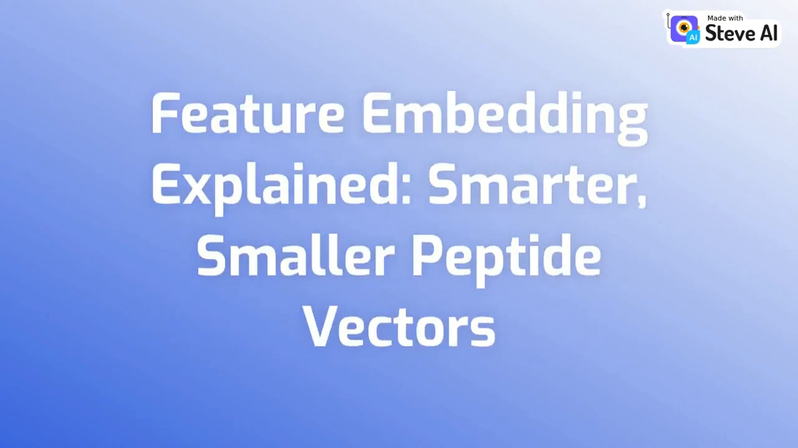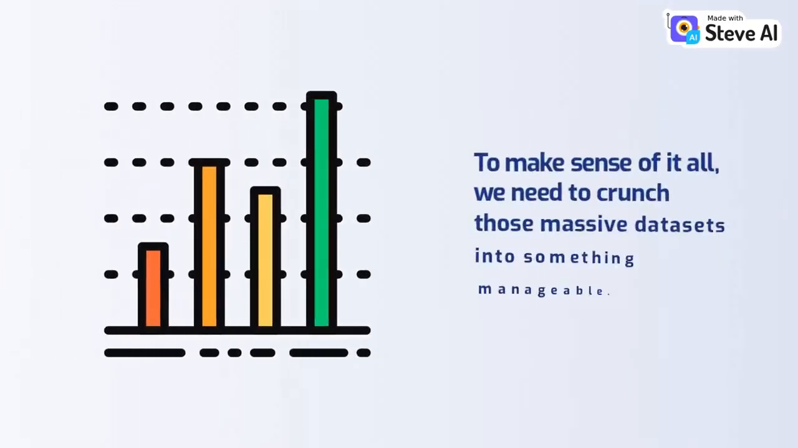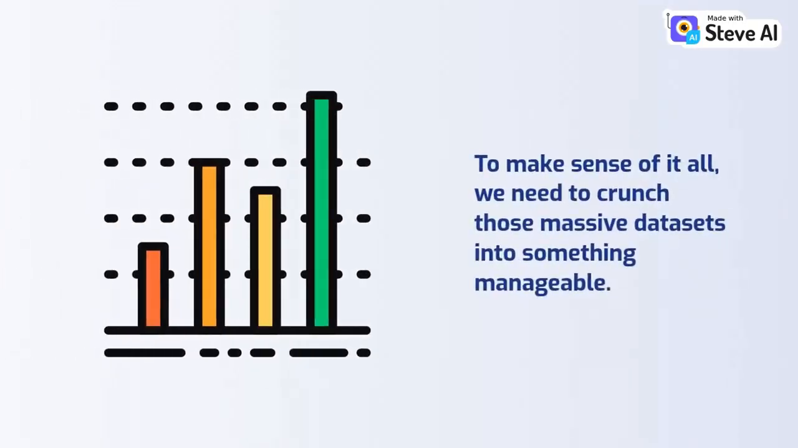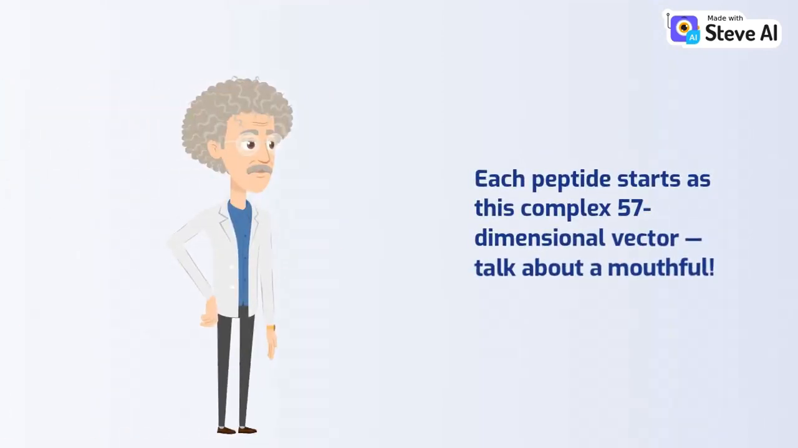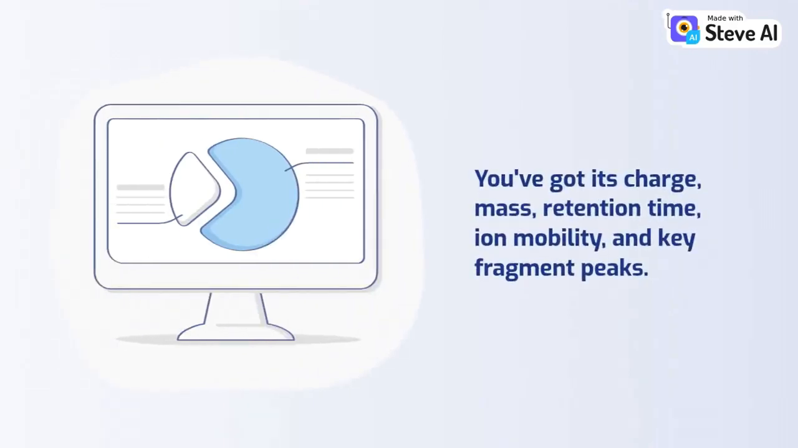Feature embedding explained. Smarter, smaller peptide vectors. To make sense of it all, we need to crunch those massive datasets into something manageable. That's where feature dimensionality reduction swoops in. Each peptide starts as this complex 57-dimensional vector. Talk about a mouthful. You've got its charge, mass, retention time, ion mobility, and key fragment peaks. But really, who wants to deal with 57 dimensions? It's a total headache.